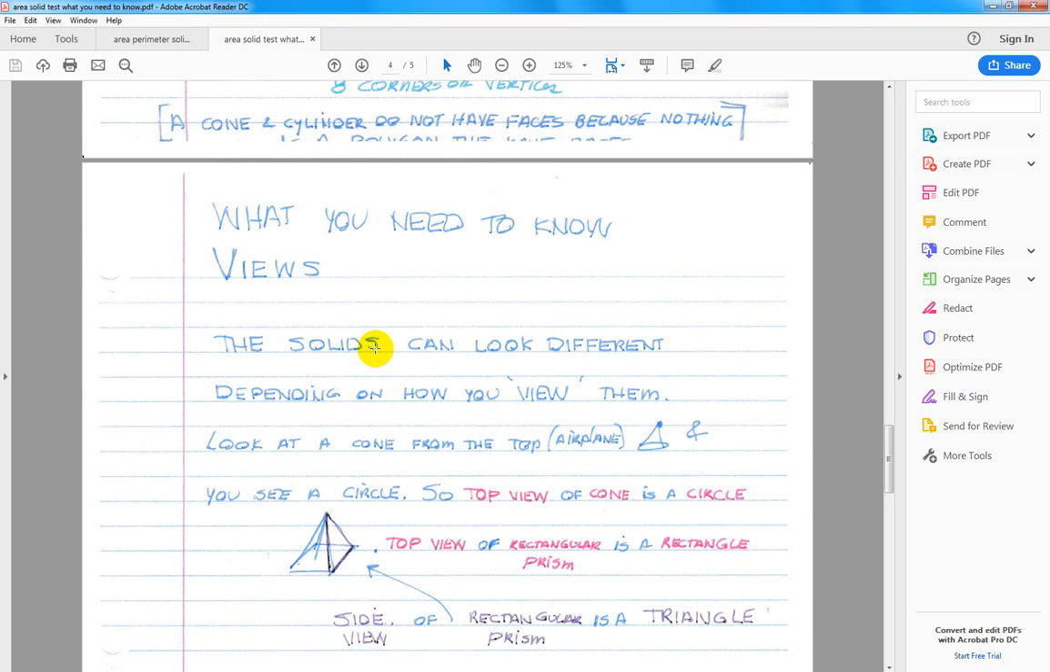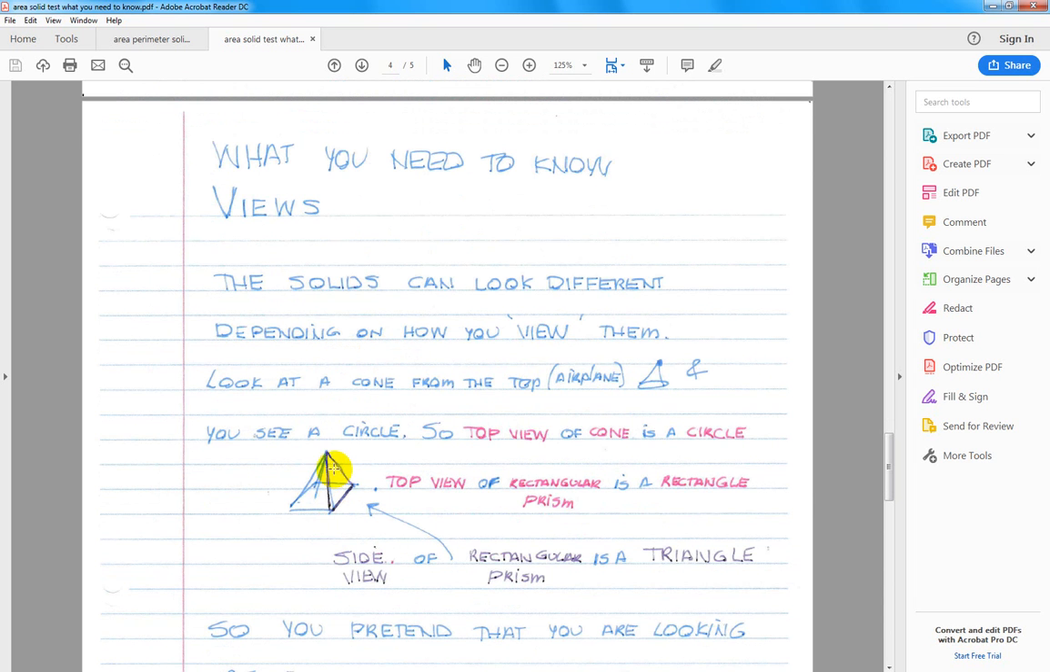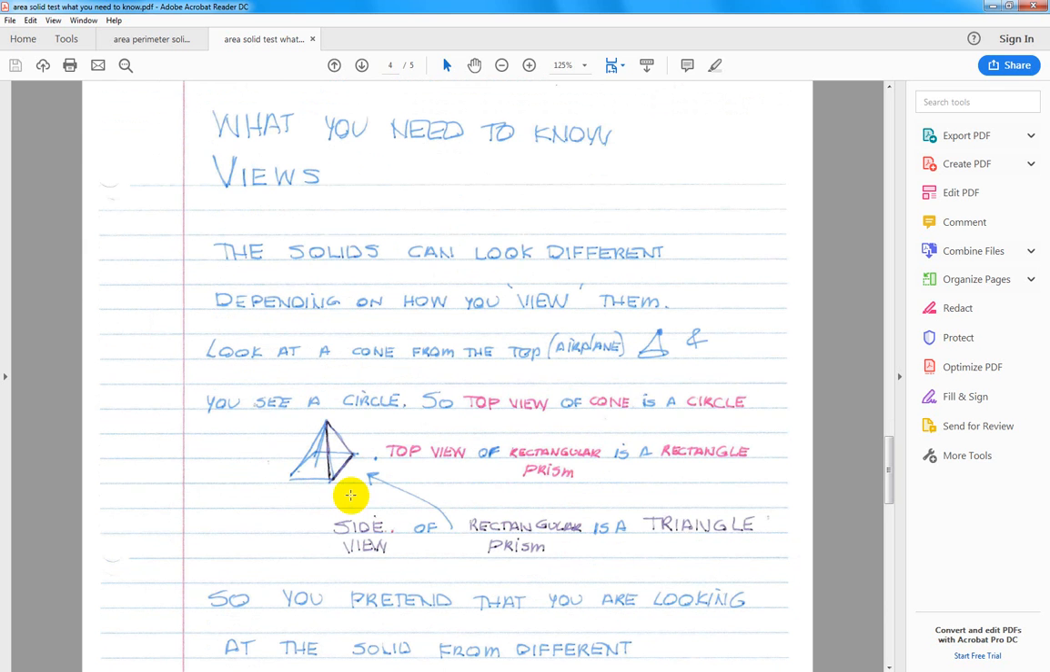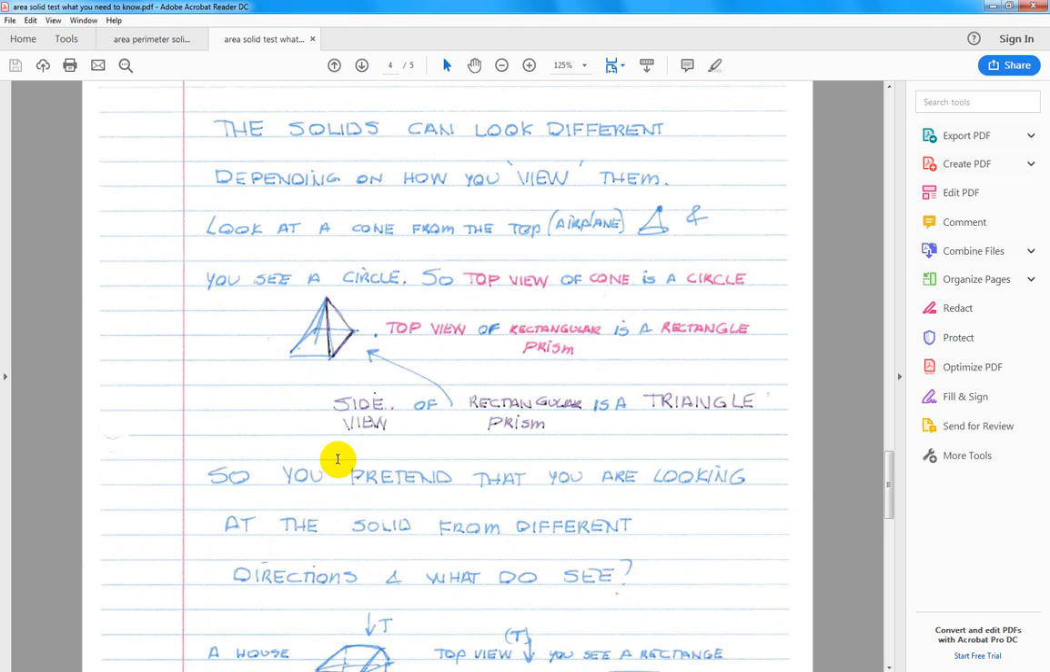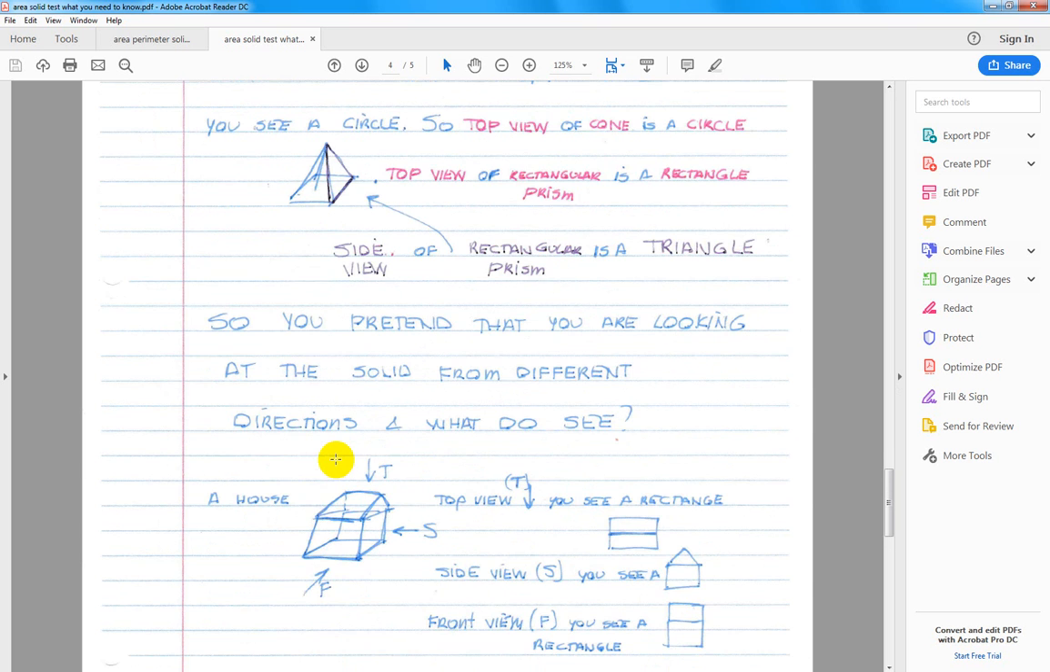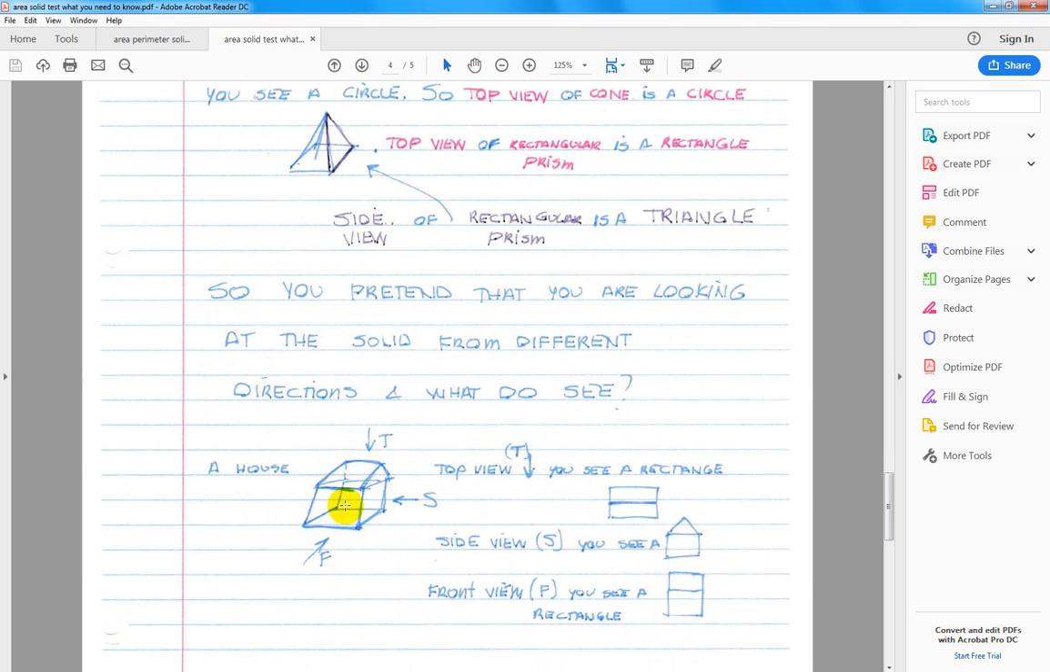Last thing, views. Views, you have to use your imagination a little bit. You have to take this thing and look at it from different angles, like this rectangular pyramid. If you look at it from the top, it looks like a rectangle. From the side, it looks like a triangle, and from the front, it looks like a triangle. So you pretend that you're looking at the solid from different directions. What do you see?